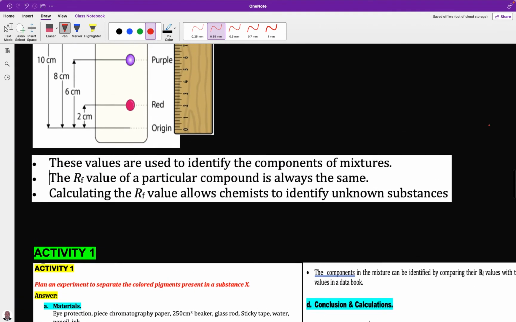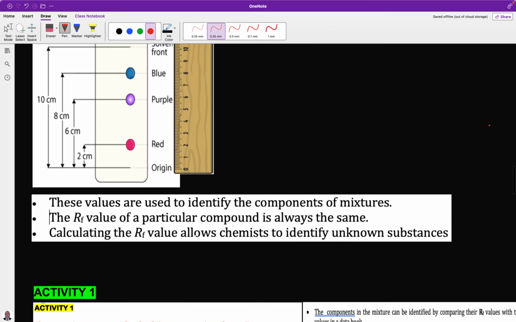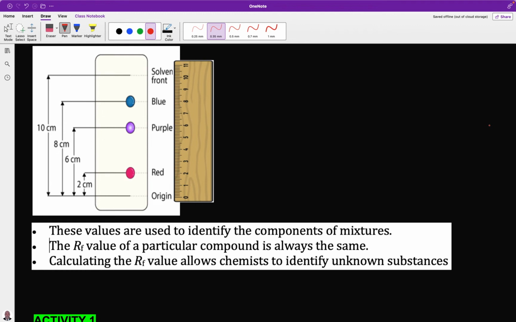Okay. So we said that these values are used to identify the components of a mixture. So the RF value in the book of data will give you the identity of that component. The RF value of a particular compound is always the same. And this makes it easy for chemists to identify unknown substances or impurities in a mixture.